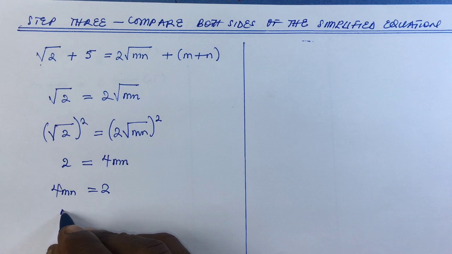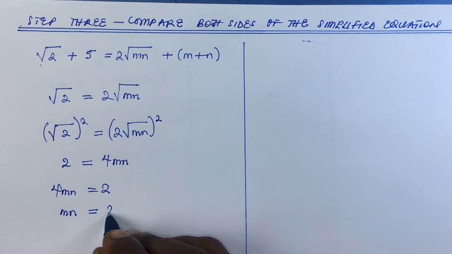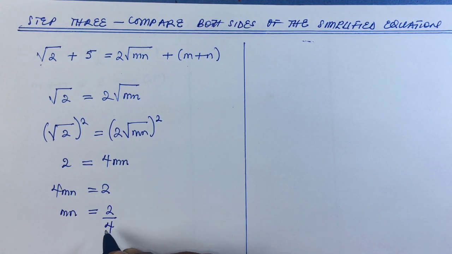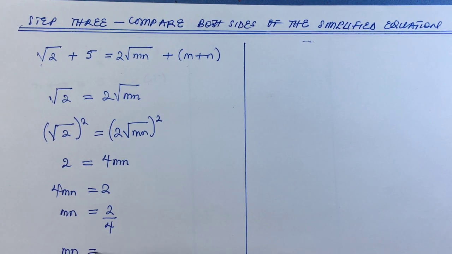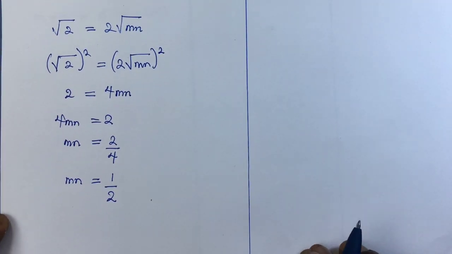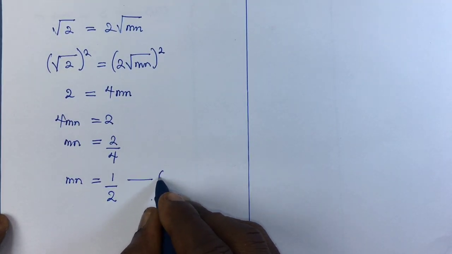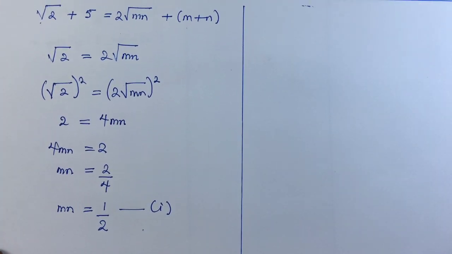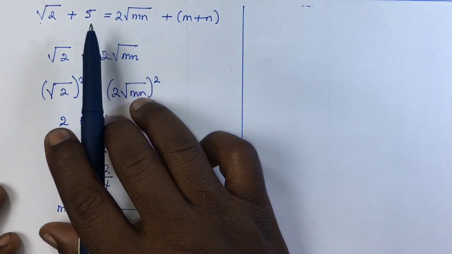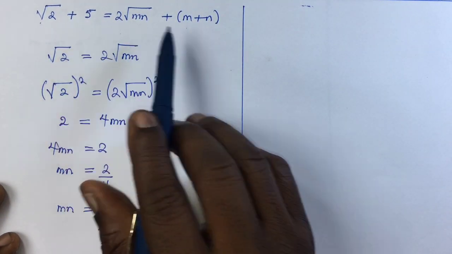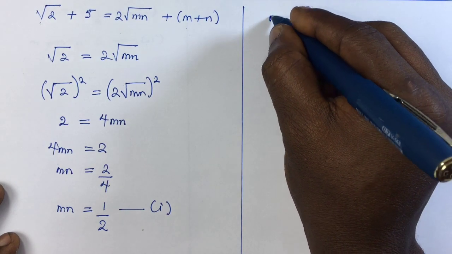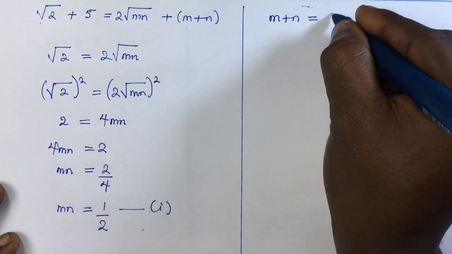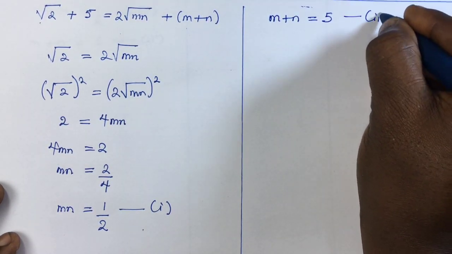Now, if you simplify this by making mn the subject of formula, this will give you mn equals 2 over 4, which further can be simplified to give 1 over 2. Mn equals 1 over 2. Now I'm going to call this mn equals 1 over 2 equation 1. Now, that will bring me to the next comparison. Looking at this equation again, I'm going to compare constants, 5 and m plus n. So I'm going to write this as m plus n equals 5. And I'm going to call this equation 2.